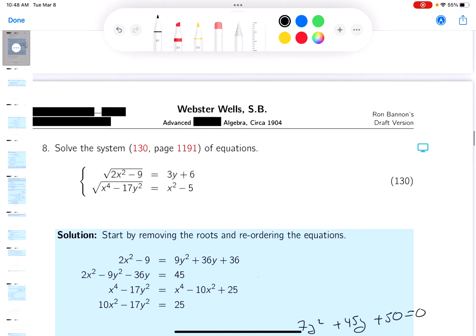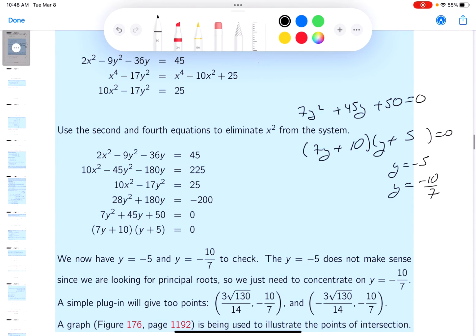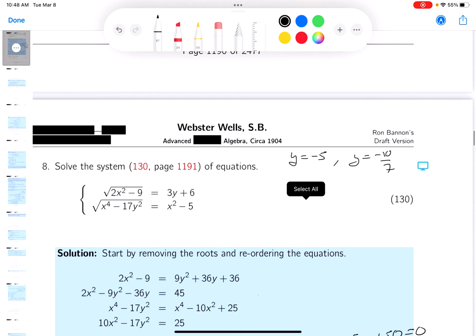So I want to go back to the original and write that down. I get those two numbers over there, minus 5 and minus 10 sevenths. I immediately notice a problem, though. If you plug minus 5 in here, that would give you minus 15 plus 6, a negative number. Well, square roots are principal roots, so I can't use that. So this one is going to be crossed off. That's gone. I want to do the other one now, and I'm going to plug it in.